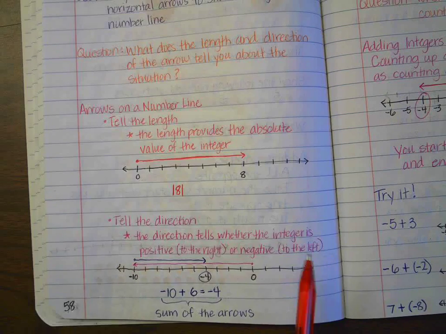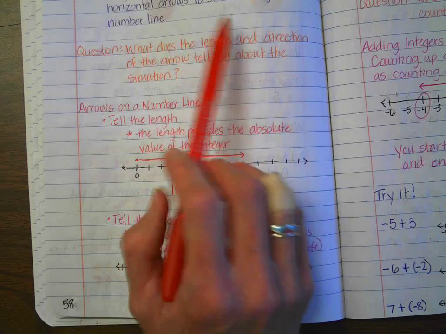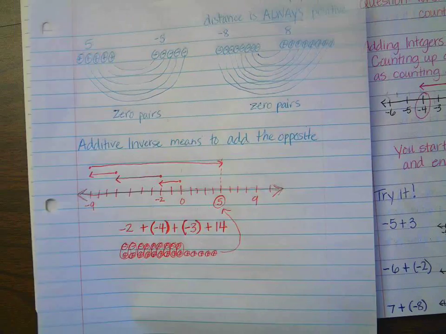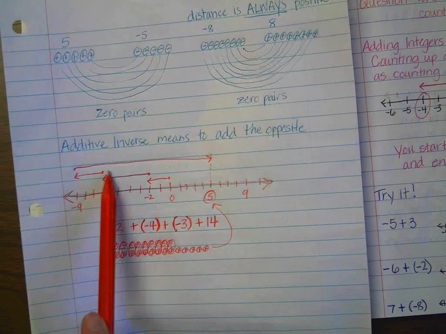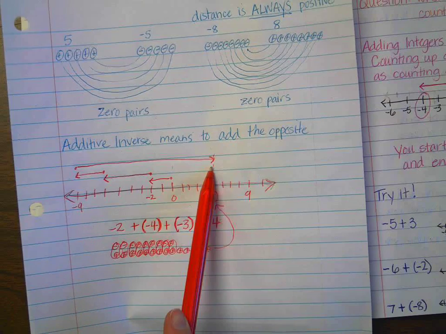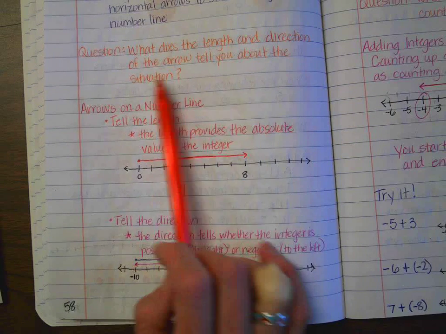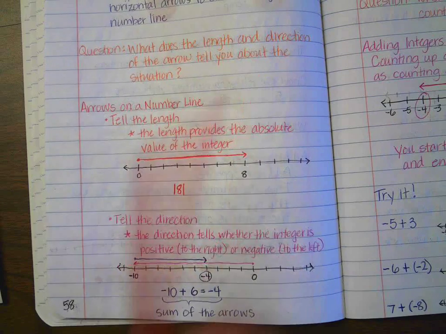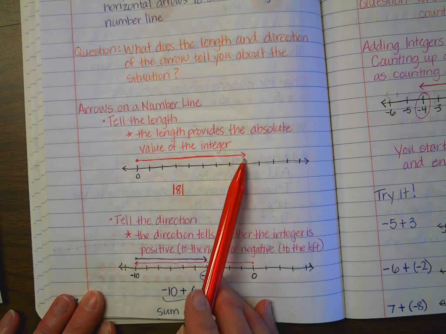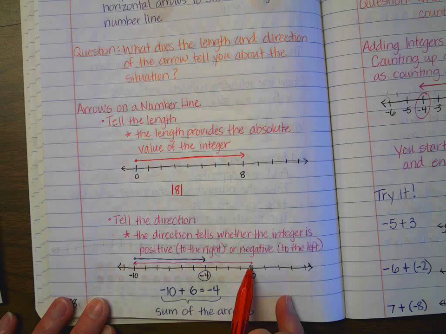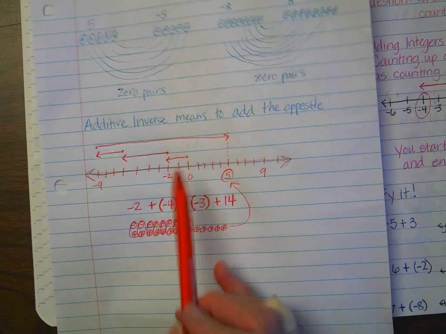So you could use the chip model to check your number line model to see if you got it right. Okay? And so we have learned that today we are going to learn how to use horizontal arrows to show adding on a number line. We went -2 plus -4 plus -3 plus a +14, and we did exactly what the goal said. What does the length and the direction tell you about the situation? It's telling us in this situation that they traveled a +8. This one says we traveled a -10 and then we added a +6.